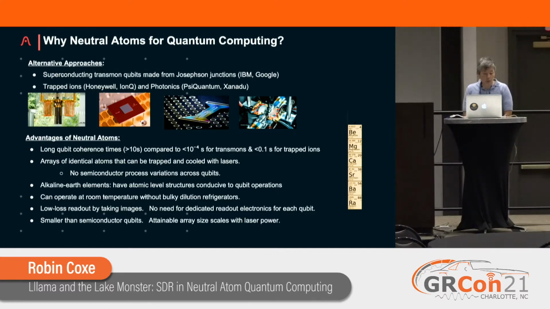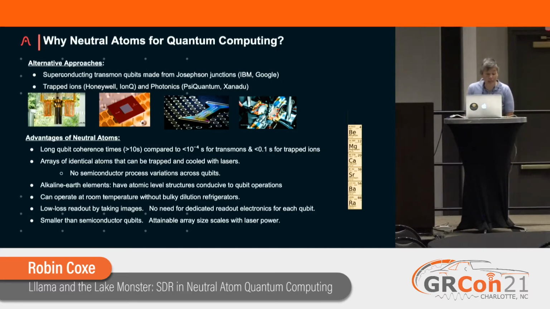So one of the things that you'll hear about when people talk about quantum computing is fault-tolerant quantum computers, because when you have things that are perturbing the quantum system, they can effectively collapse the qubit and decohere the measurement, which we don't want. So we have chosen to use arrays of identical atoms that we cool and trap with a laser in an array. And so we don't have to deal with semiconductor process variations like people making superconducting qubits have to, because we don't have to fabricate anything.